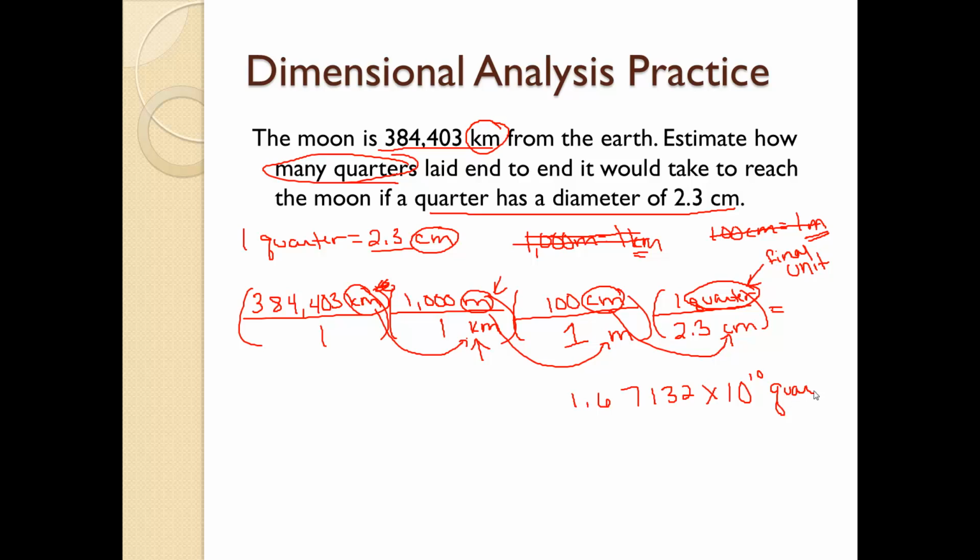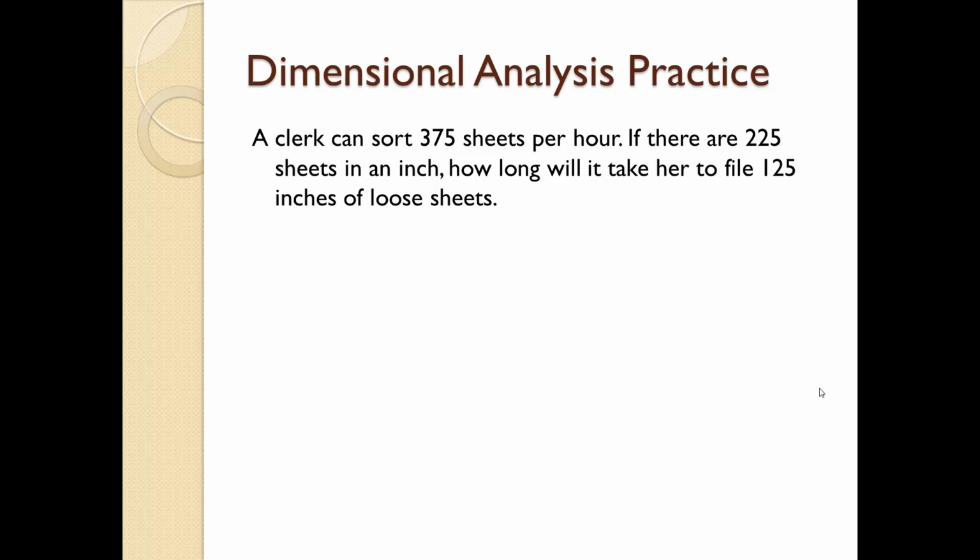We're going to have one last practice before the end of the tutorial. Once again, the conversion factors are actually in the question itself. A clerk can sort 375 sheets per hour. So that's going to be our first conversion factor. 375 sheets in 1 hour. There are 225 sheets in an inch. That's another conversion factor. 225 sheets are in 1 inch. How long will it take her to file 125 inches of loose paper?